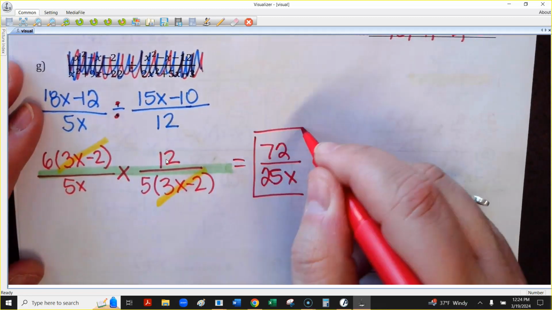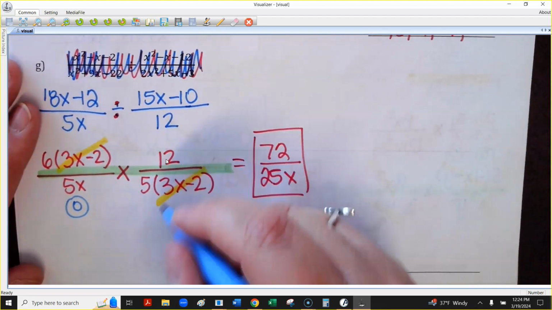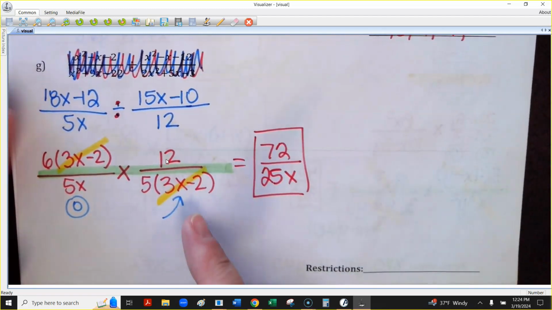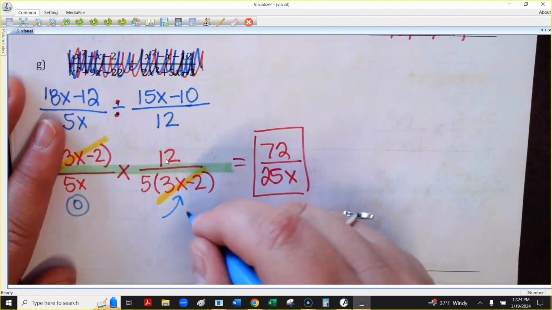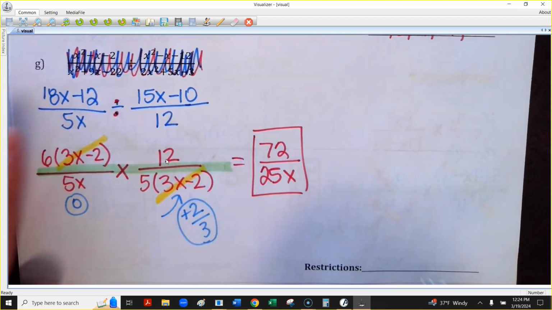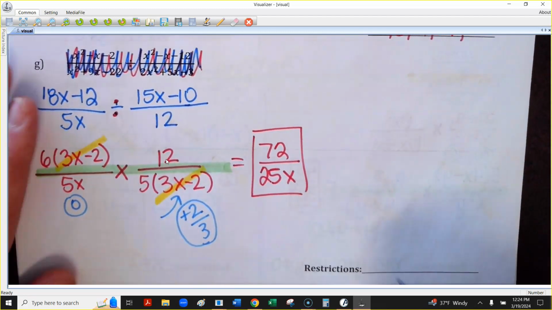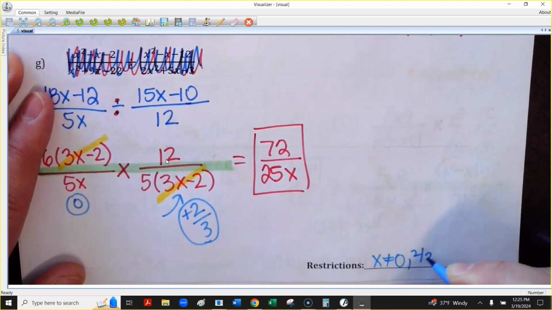And then for my restrictions, 0 would be a problem here. And then if you have something like this, I would just say to yourself, think about if you set that equal to 0, how would you get x by itself? You would add 2, and then you would divide by 3 to get x alone. So your other restriction there is going to be a fraction. So x can't be 0 or 2/3. Just 2 restrictions for that left.